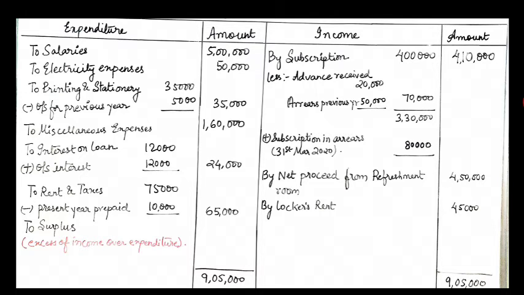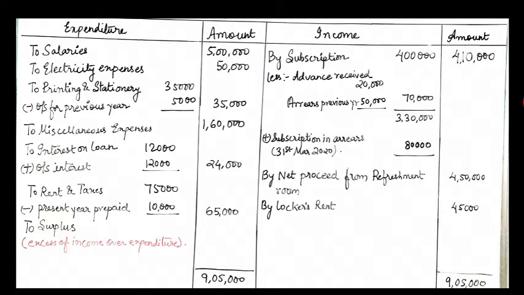To salaries 5 lakh, to electricity expenses 50,000, to printing and stationery 35,000 minus previous year outstanding 5,000, so it would come down to 30,000 rupees. Instead of 35,000, by mistake it was written; it will be 30,000 rupees. To miscellaneous expenses 1,60,000, to interest on loan 12,000, add outstanding interest 12,000, so total 24,000. To rent and taxes 75,000 minus present year prepaid 10,000, it will come down to 65,000.